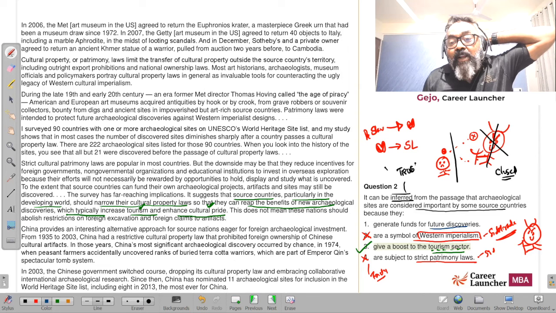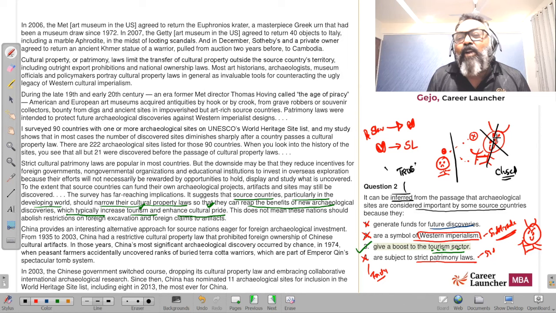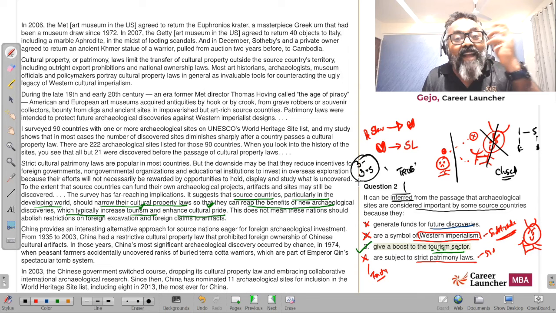It will generate funds for future discovery. If I discover something, I'll get money for the future. From where will you get money? So this is kind of crazy. On a scale of 1 to 5, 1 being easy and 5 being really hard, I'm going to keep it at about 3.5-ish. It's not that it's difficult to pick, but it's sort of a crazy question.